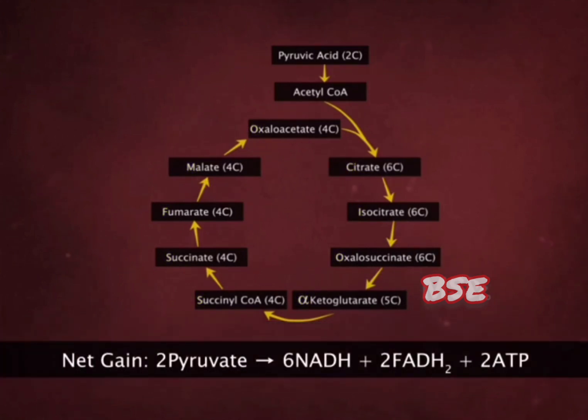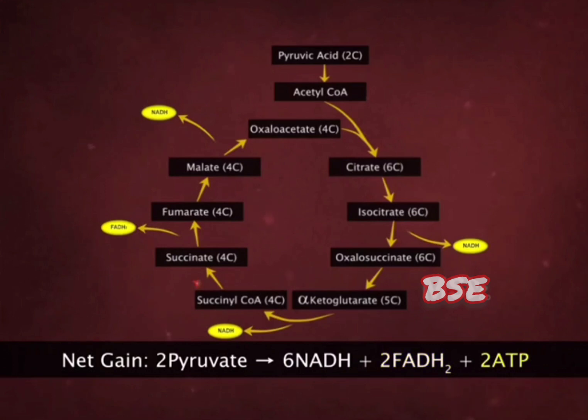Various enzymes act at each step of the cycle. A total of 6 NADH, 2 FADH2, and 2 ATP molecules are formed during the Krebs cycle for 1 molecule of glucose, that is, for 2 pyruvic acid molecules. Carbon dioxide is also released during the cycle.